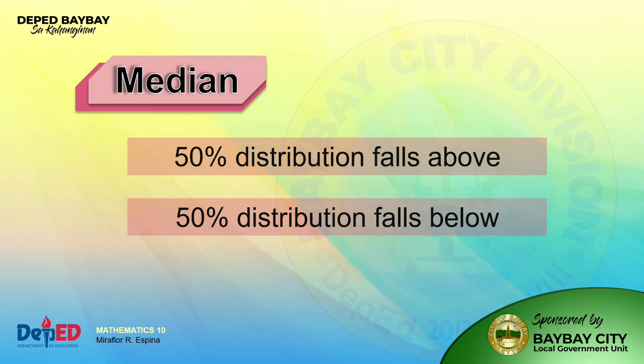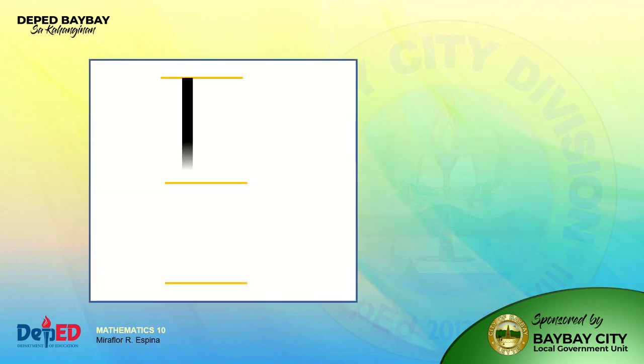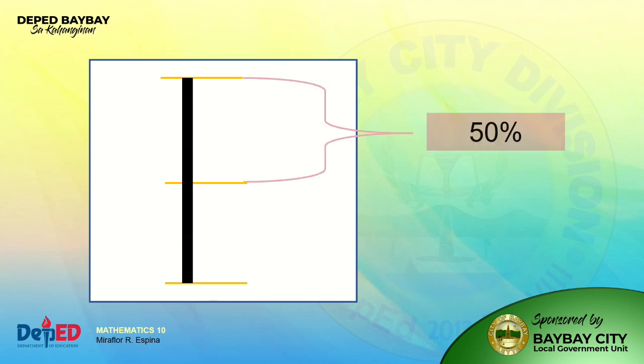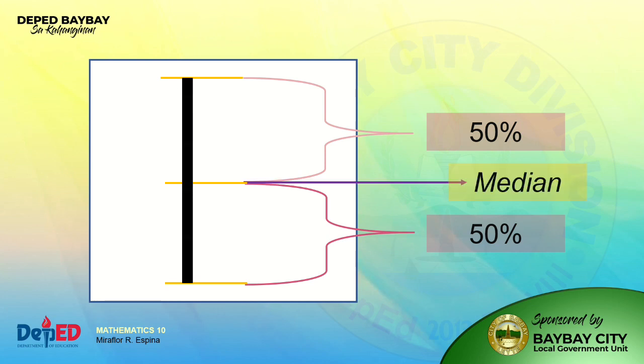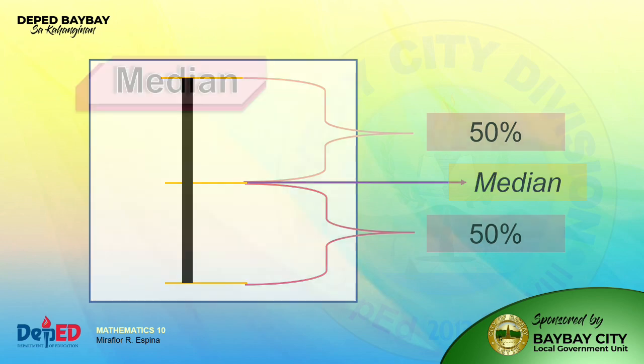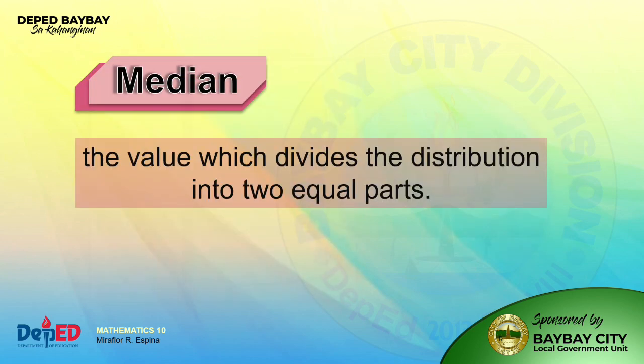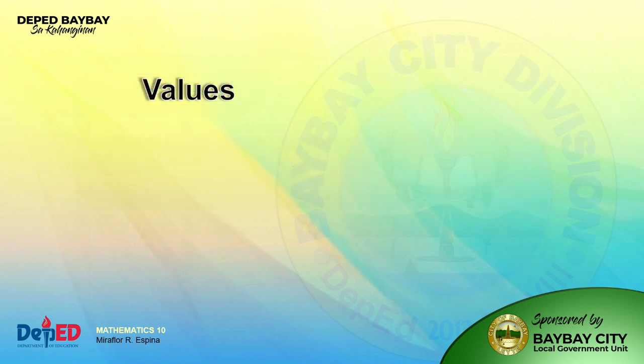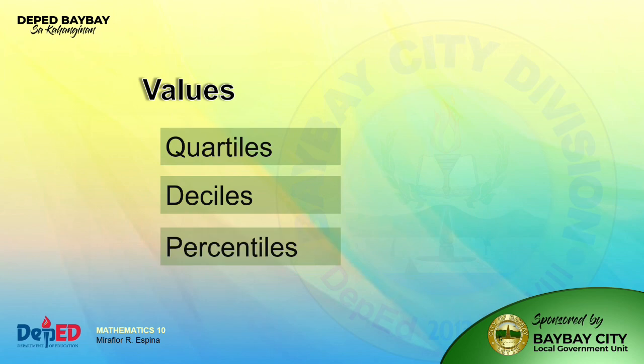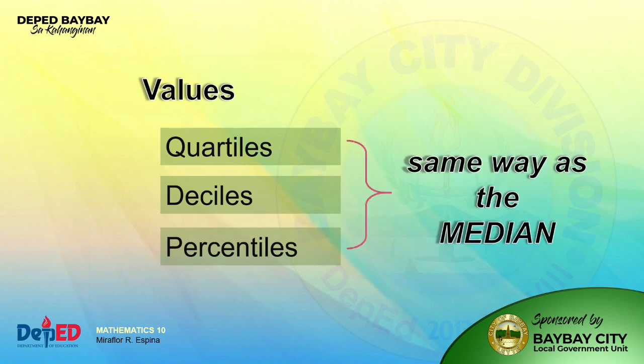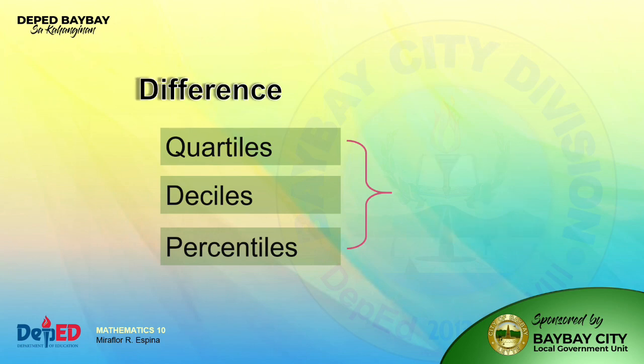To illustrate, imagine that the line segment represents the distribution where 50% of the distribution lies above it, while 50% of the distribution lies below it. The midpoint of the line segment is the median. In other words, the median is the value which divides the distribution into two equal parts. The values in quartiles, deciles, and percentiles can be determined in the same way as the median. The only difference is their location.